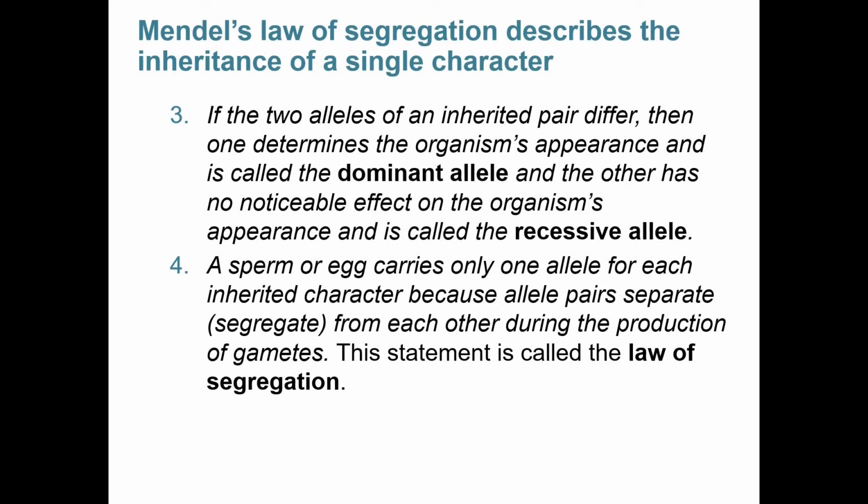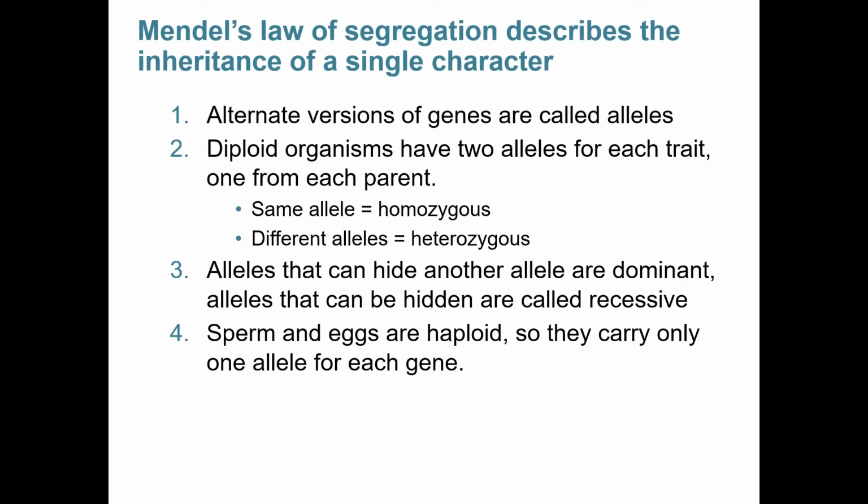So if we were to put this on one slide and make it much shorter, we would say this. Mendel's hypotheses were that alternate versions of genes are called alleles, and they exist. Diploid organisms have two alleles for each trait, one from each parent. If they're the same, they're homozygous. If they're different, they're heterozygous. Alleles that can hide another allele are dominant, and alleles that can be hidden are recessive. And sperm and eggs are haploid, so they only carry one allele for each gene.